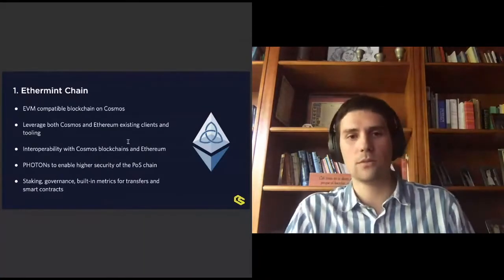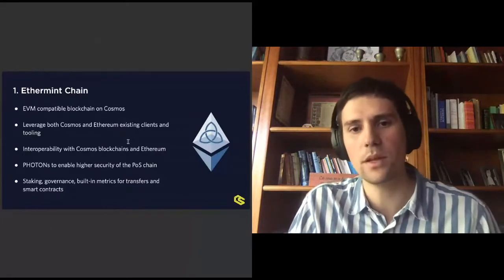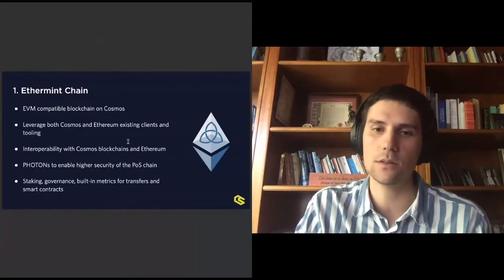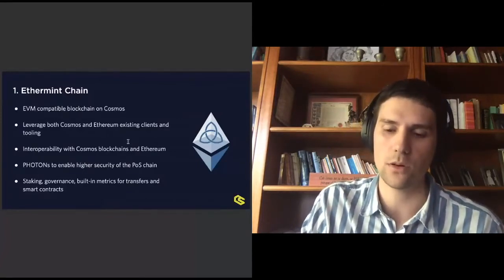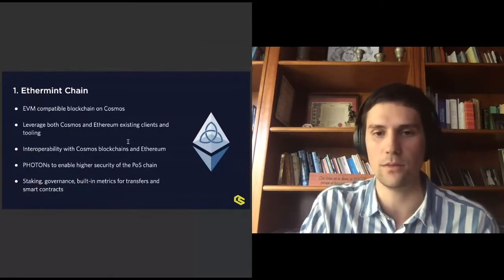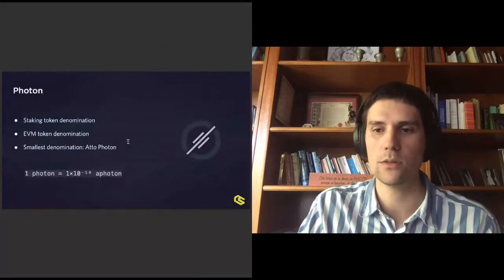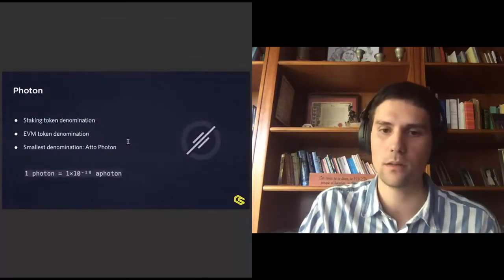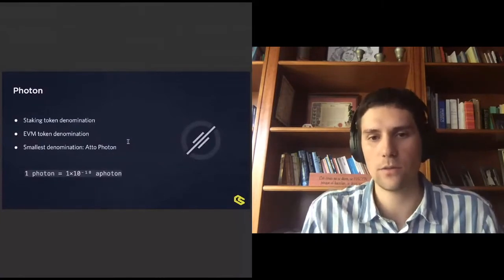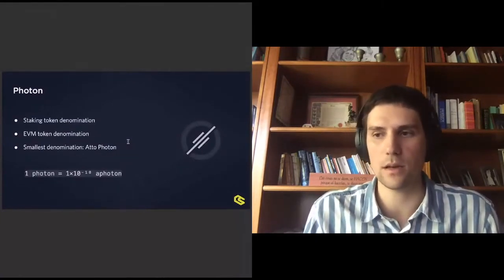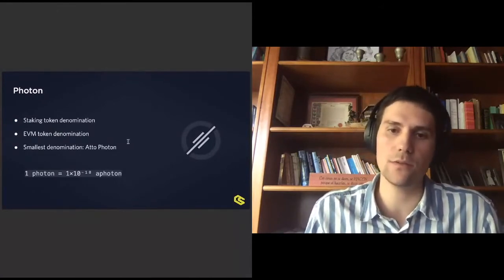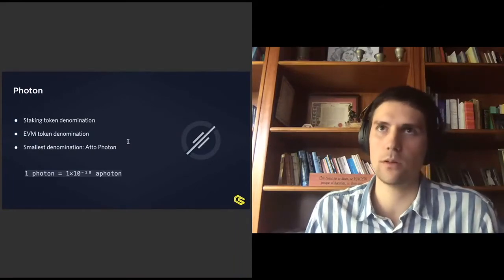I briefly mentioned the Photon. The Photon will be the native token of Ethermint, and it will be used as a staking token, an EVM token as well, for executing smart contracts and state transitions within the EVM. We wanted to have parity with mainnet Ethereum and Ethereum in general, so we decided for the Photon to have the same precision as ETH and Wei. So the smallest denomination will be the atto-Photon, which will be the equivalent of Wei in Ethereum.